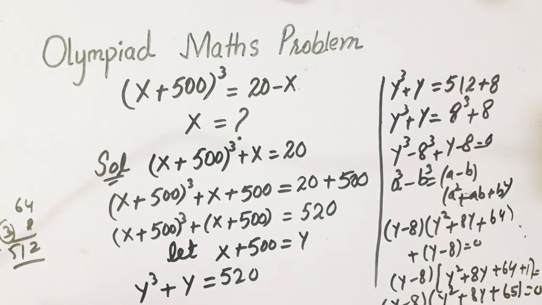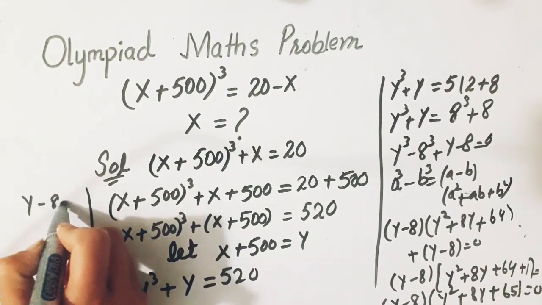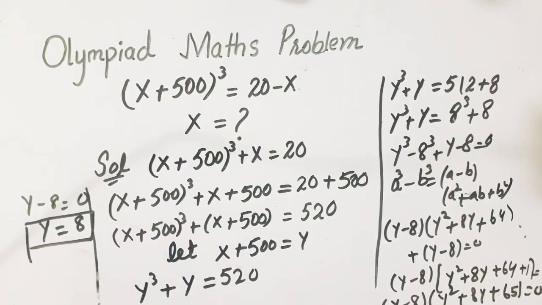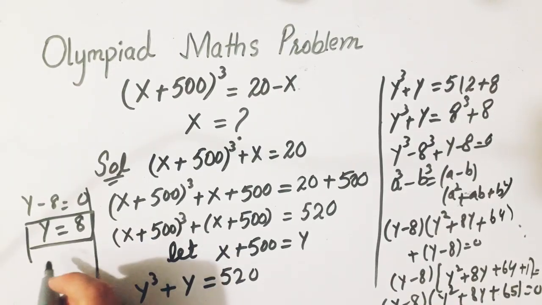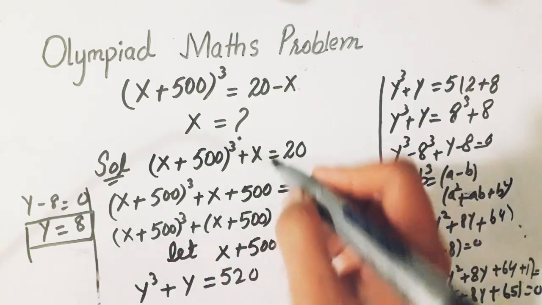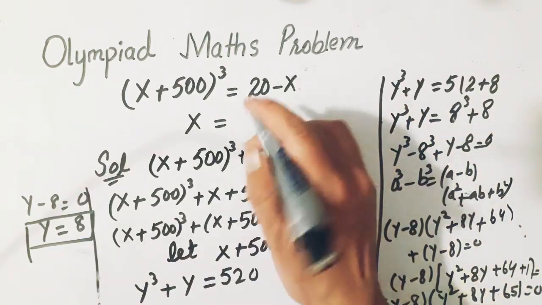Here we have two values of y. Write this here: y minus 8 equals 0, so y is 8. Otherwise you have to solve the other factor with 65. Make the factors of 65. So we will arrange the other equation.